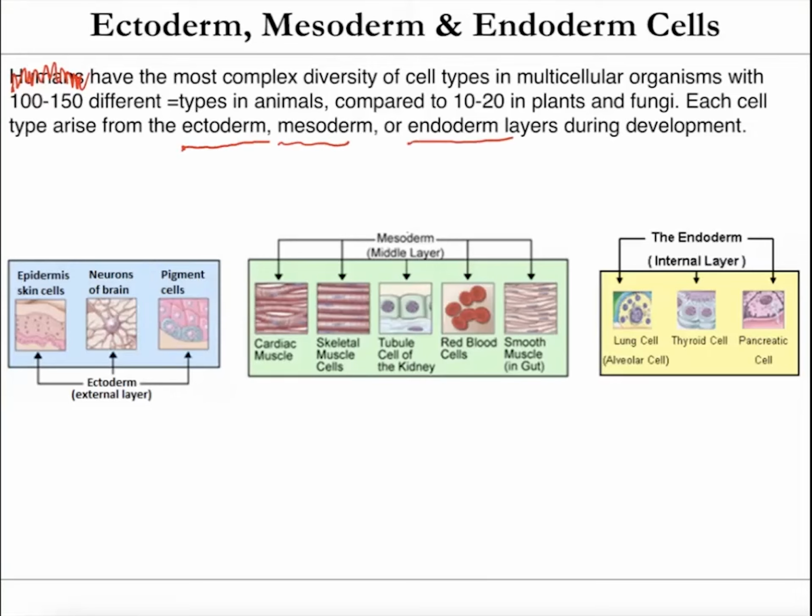And so the ectoderm is the external layer, so that would form the epidermis, your skin cells, neurons, and also things like pigment cells, also a lot of other different cell types. This is just a survey of them. The mesoderm includes your muscle cells, so cardiac muscles, skeletal cells, and then smooth muscle in the gut. Also red blood cells and tubule cells in the kidney. And then the endoderm, which is the internal layer, makes alveolar lung cells, thyroid cells, and things like pancreatic cells. So each one of your cells in your body can be traced back to this event early in your development.